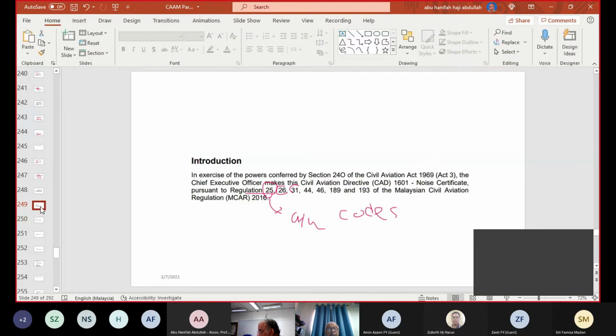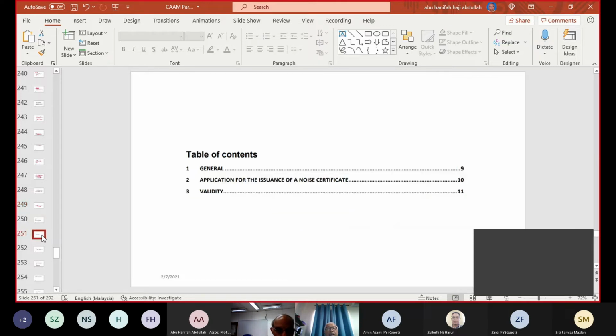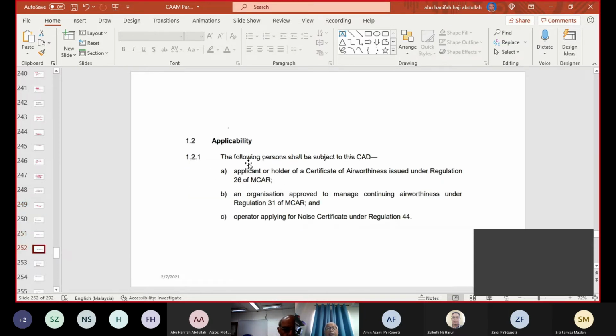So now we are clear what regulation this CAD refers to. Questions? Okay, then what is the content? Applicability of this noise cert. Applicant or holder of certificate of airworthiness issued under 26. If you are an applicant or you hold a certificate of airworthiness, this CAD is applicable. An organization approved to manage continuing airworthiness, which is CAAM. Operator applying for noise cert under 44. Noise cert. Okay.